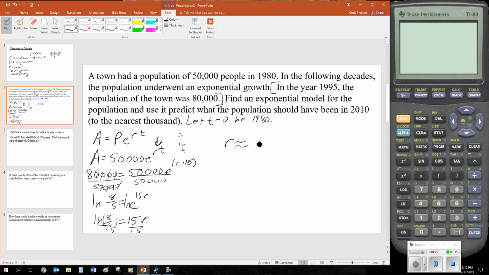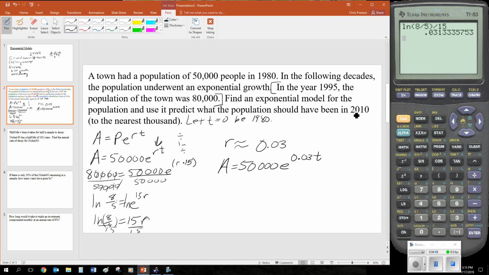And my r is approximately, I'll throw that in the calculator, natural log of 8/5, close that up, divide by 15. And so the growth rate here is going to be 0.03, we'll just say 0.03. And so my model is going to be, I already know my P. My P was 50,000, how much I started with. Now I know my rate and time. So there's my model.